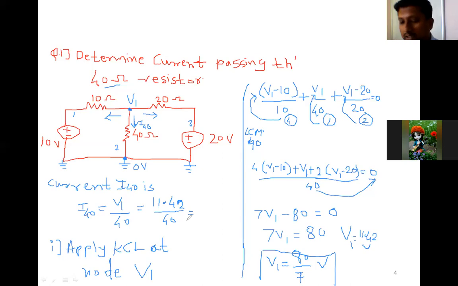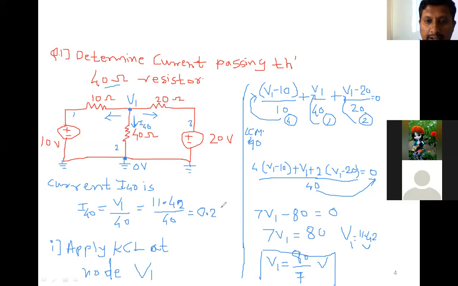0.285. Yes, so it is 0.285 ampere. So what is the unit of this current? Ampere. Now you can put it also in milliampere because you have to move 3 points towards the right. That will give 285 milliampere. So milli means what? 10 raised to minus 3. So 285 milliampere or 0.285 ampere, both are acceptable.